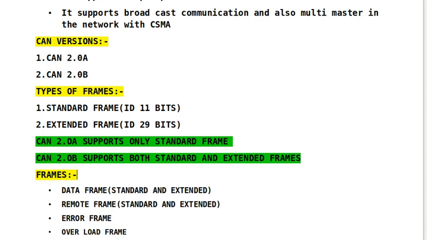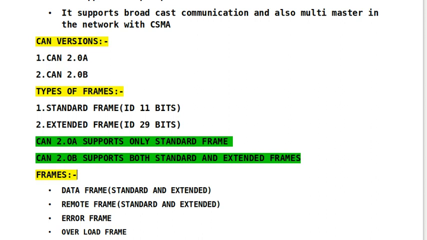So we have different frames in our protocol. These are the data frame, remote frame, error frame, and overload frame. In the data frame, we again have two frames: the standard data frame and the extended data frame. In the remote frame, we again have two frames: the standard remote frame and the extended remote frame. The main difference between the standard frame and the extended frame is the ID bits. If the standard frame is used, it is 2 power 11 bits. If the extended frame is used, 18 more bits are used, and that is the main difference.